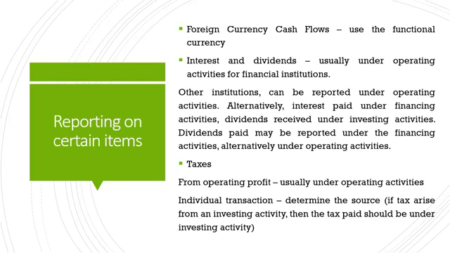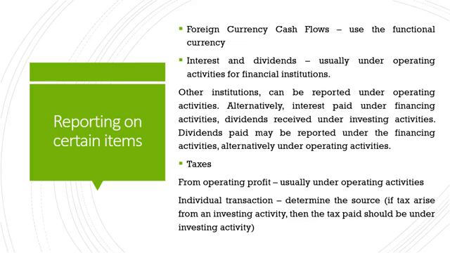Interest and dividends are usually under operating activities for financial institutions. For other institutions, this can be reported under operating activities. Alternatively, interest paid under financing activities, dividends received under investing activities. Dividends paid may be reported under financing activities, alternatively under operating activities.